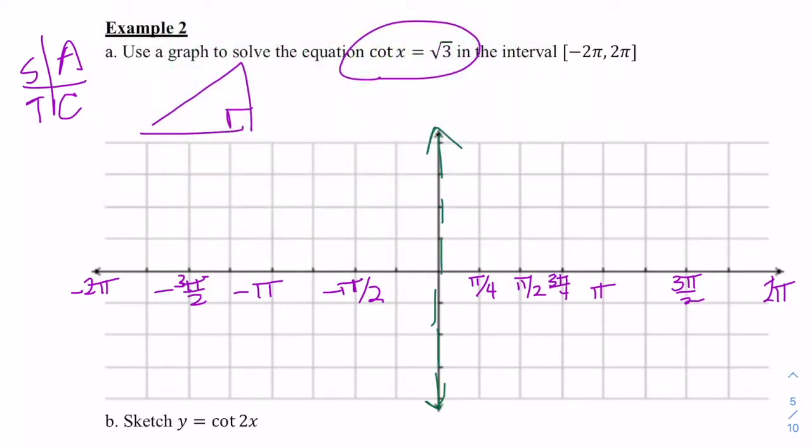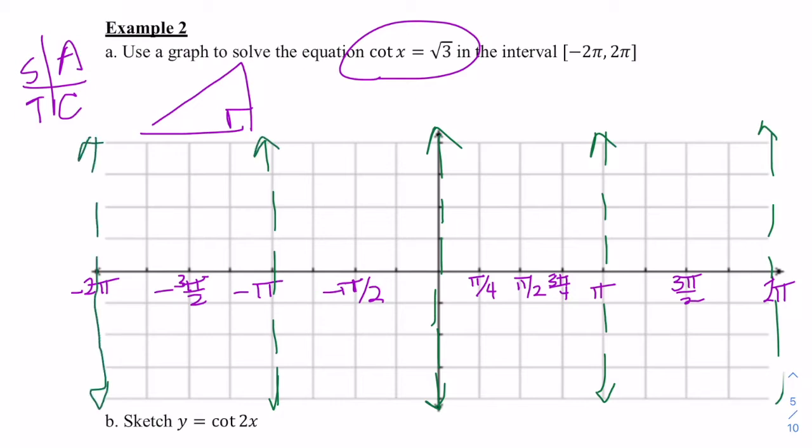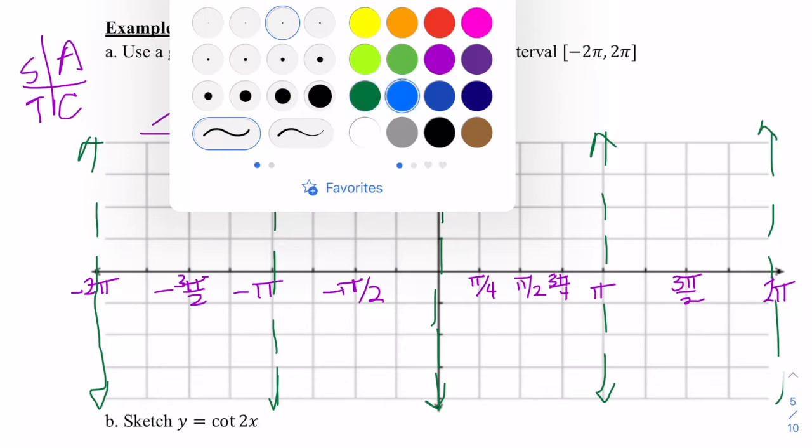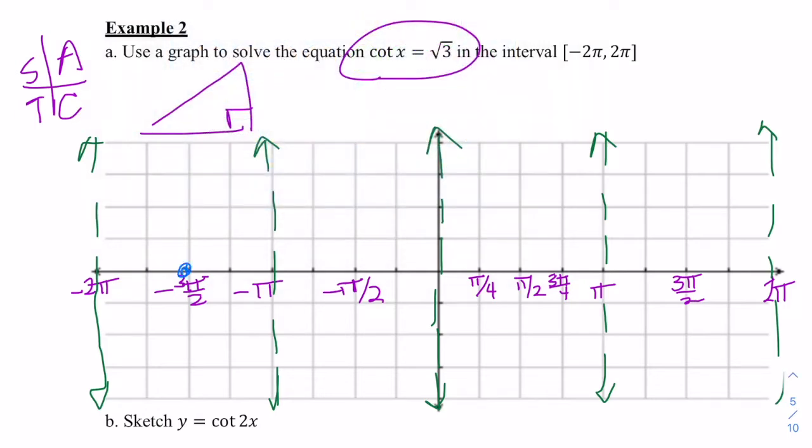Here's one of the asymptotes. And then we have another asymptote at pi, another asymptote at 2 pi. So at every pi. And we know that here, halfway in between, will be the function's 0. And the cotangent is decreasing.